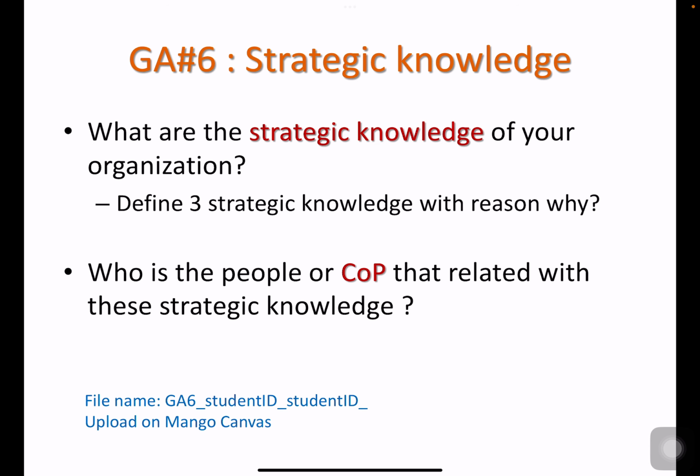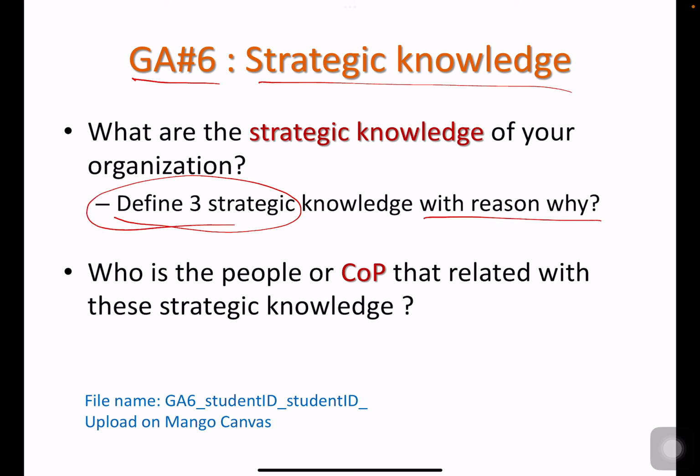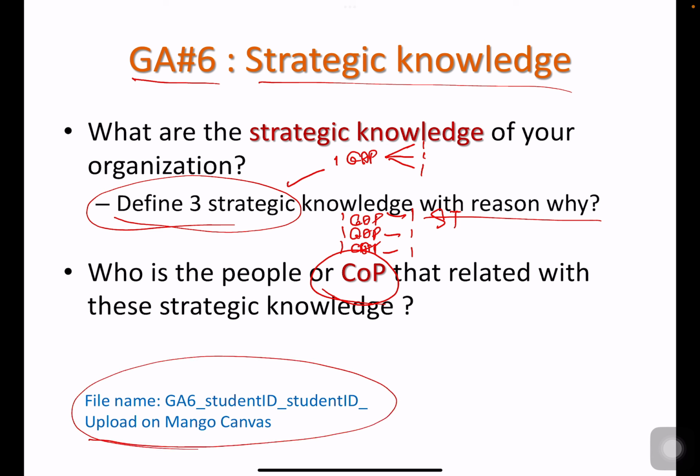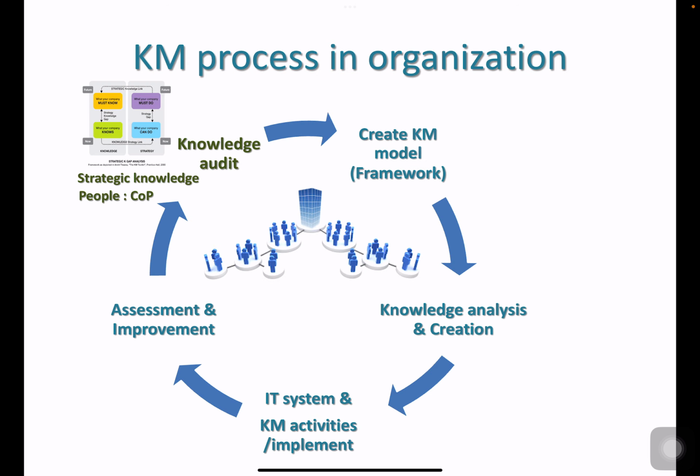So group assignment number 6 is: please identify the strategic knowledge from your organization. Define 3 strategic knowledge items, give your reasons, and tell me who the COP is. You may have only one gap and identify 3 strategic knowledge items, or you may have 3 gaps and one strategic knowledge item each. The deadline is not set yet. I'm going to ask you to upload the Mango canvas. So this is all about the knowledge audit, step number 1.